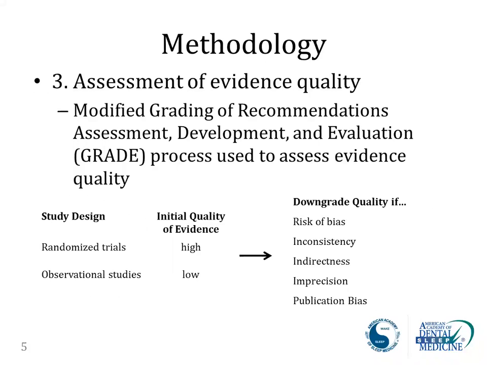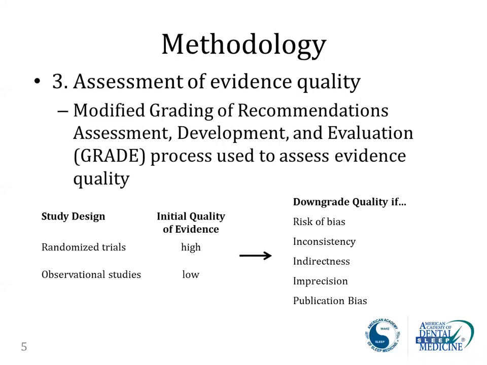The third reason is moving from Oxford to GRADE as a way to process and assess evidence quality. So GRADE stands for Grading of Recommendations, Assessment, Development, and Evaluation. And we used a modified version of GRADE in this particular guideline paper. And as you can see in this slide, randomized controlled trials start off with a high initial quality of evidence, while observational studies start with a low initial quality of evidence.